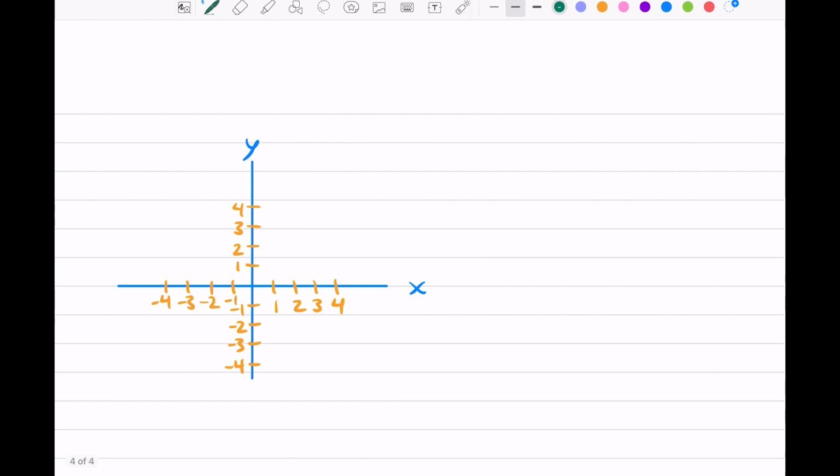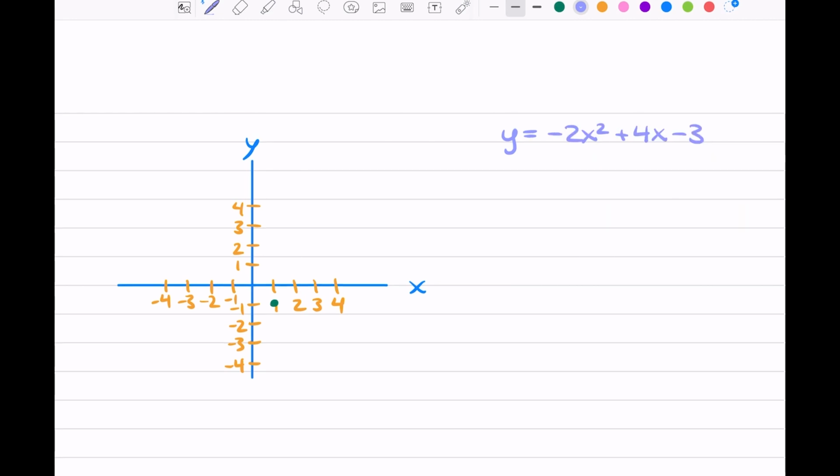So we found our vertex. That's step 1 for drawing a parabola. It's at x equals 1, y equals negative 1. That gives us our location. And now we need to plot points on each side of the vertex to find our shape. Let's bring back our quadratic equation. So let's plug in a point on the left side of the vertex.